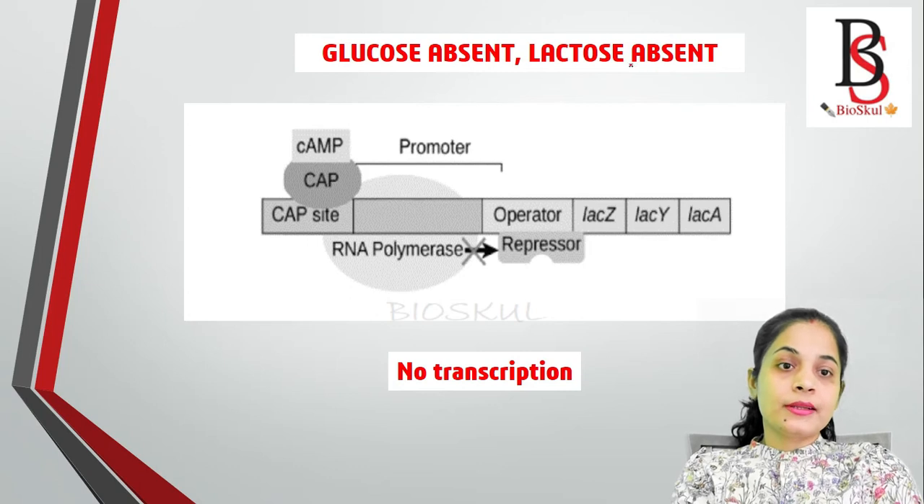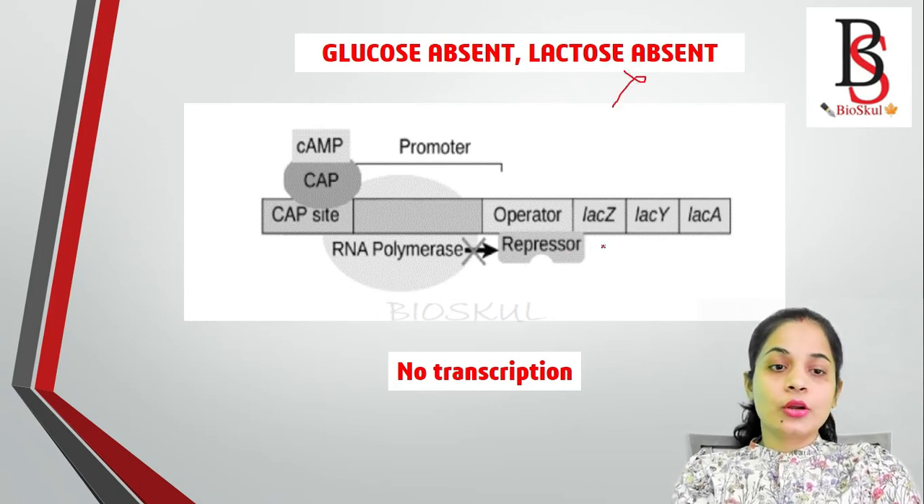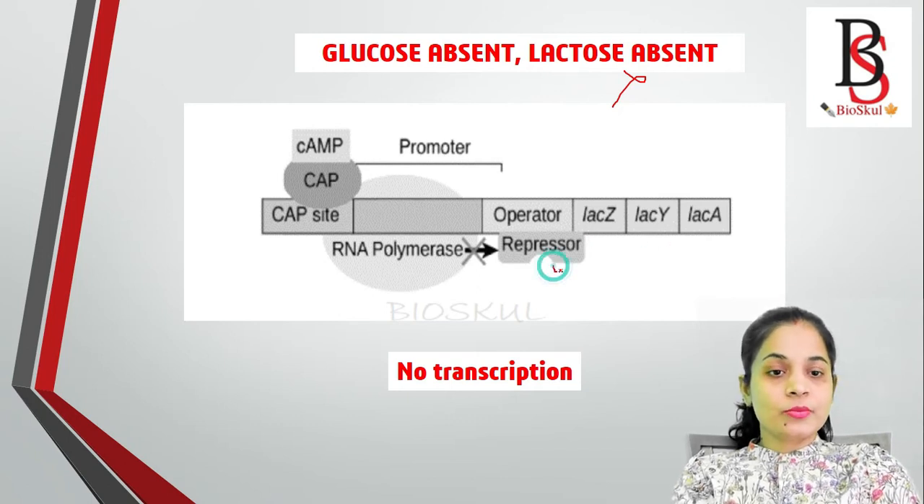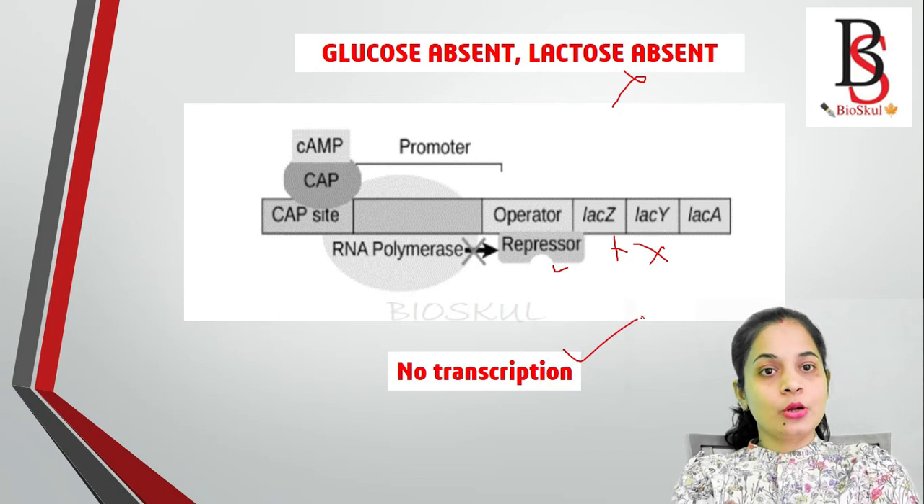Other condition, glucose is absent and lactose is also absent. So simple, if lactose is absent in the medium, then there will be no transcription. Okay, if lactose is absent, then the repressor protein will bind to the operator and thereby prevent the binding of RNA polymerase to the promoter and inhibit the transcription. Or there will be no transcription.